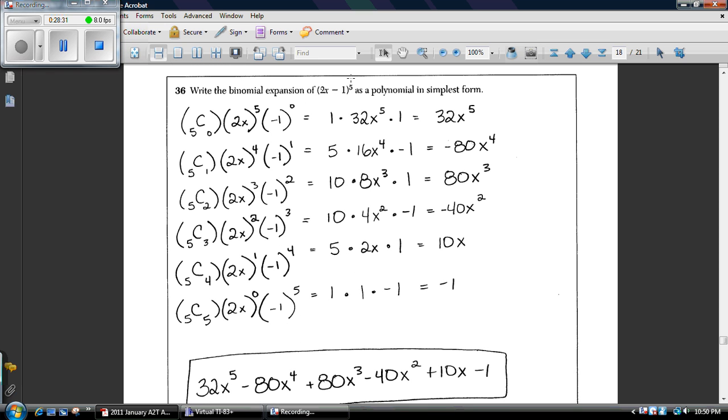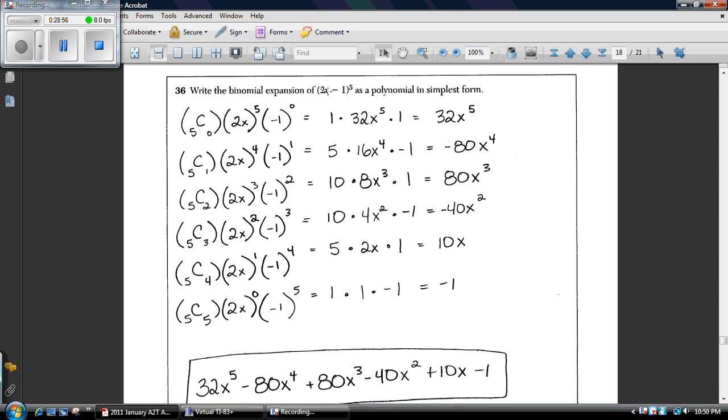Okay, write the binomial expansion as a polynomial in simplest form. So here's what I do. You can find the binomial theorem on your reference sheet. It's a piece of cake. Take this number, that's what you start with. And you're going to do all of these: 5C0, 5C1, 5C2, 5C3, 5C4, 5C5. All the way until this number reaches 5.